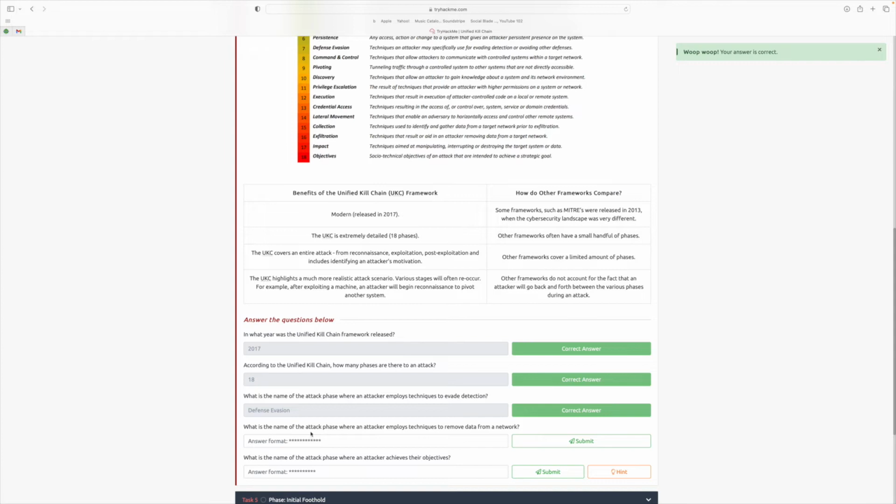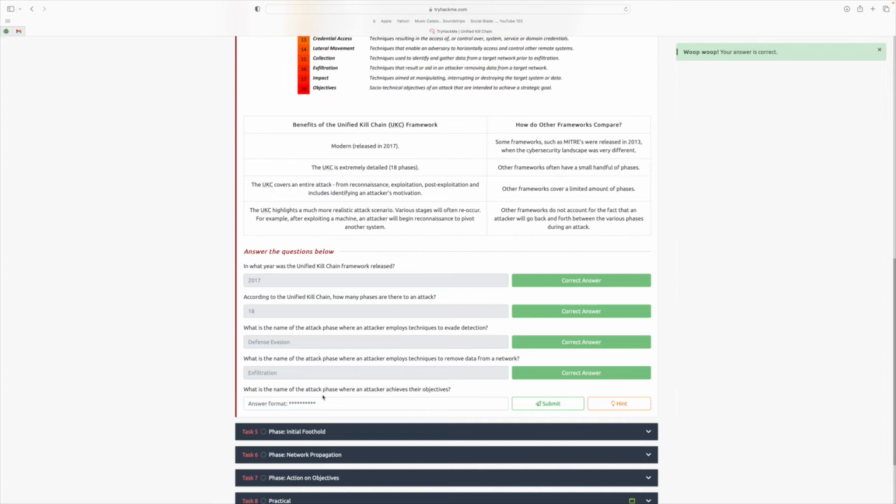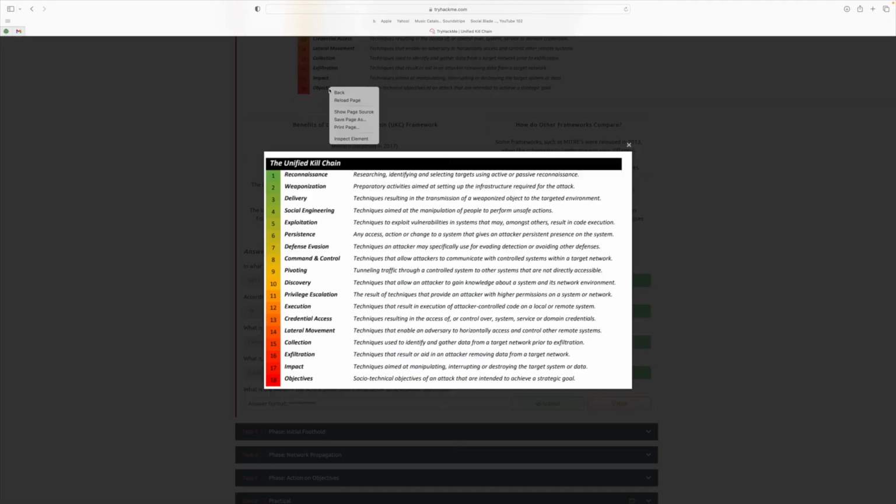What is the name of the attack phase where an attacker employs techniques to remove data from a network? Removing data from a network is going to be exfiltration. What is the name of the attack phase where an attacker achieved their objective?